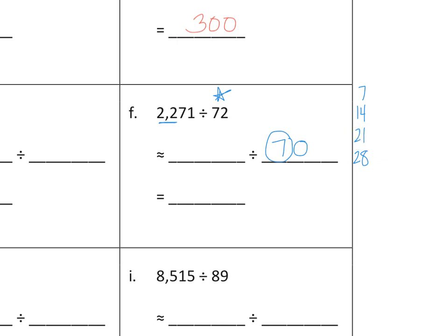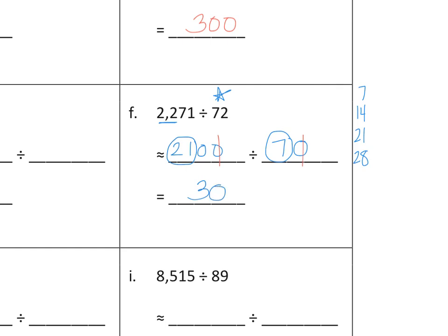So 2,271 is going to be rounded to 2,100 because we have a basic division fact of 21 divided by 7, which is actually 3. So that's going to be our first part of our answer, our quotient. We're going to eliminate a 0 in 70 and eliminate a 0 in 2,100 so that the quotient is now 30.